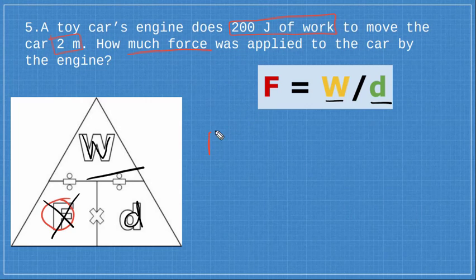So I'm trying to find force here because it asked me how much force. My work, remember work is always measured in joules, is 200 joules. And my distance is 2 meters. So I'm going to use the equation force equals work divided by distance. So force equals 200 divided by 2. I'm going to type that into my calculator, find out that my force is 100. Remember that the units for force is always newtons. Again, using those units is really important.